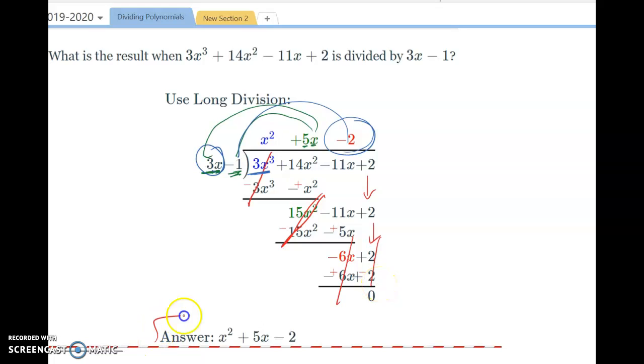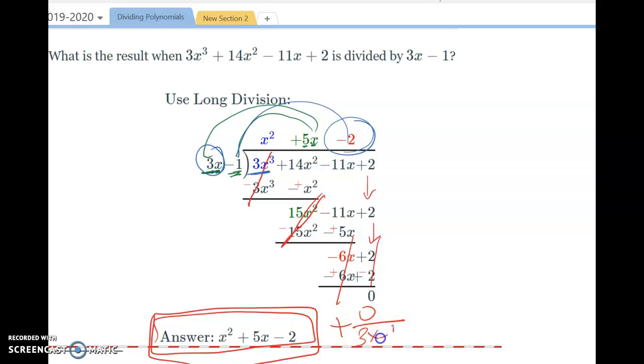So our answer here is this right here, and we don't have a remainder, right? So we don't really need to write this because 0 over 3x minus 1 is just 0. So this is our final answer.